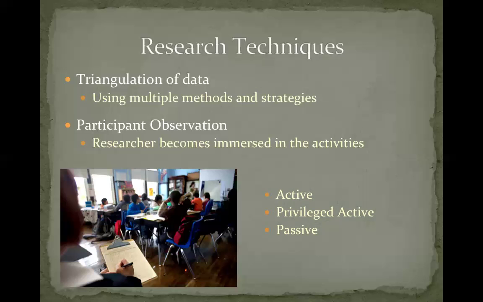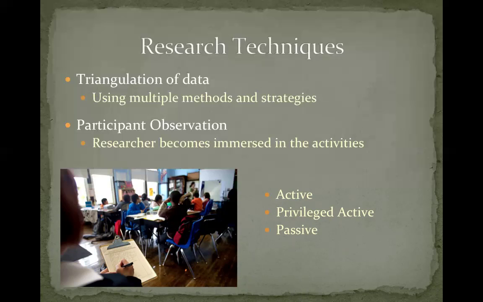The privileged active participant observation would be perhaps working as a teacher's aide. So where you are still involved in the classroom, still very active in the classroom, but there are times when you can take a step back and watch and observe what's going on. So the aide would be helping the teachers at some point, but also have that time to stand back and observe and take notes if he or she needs to.